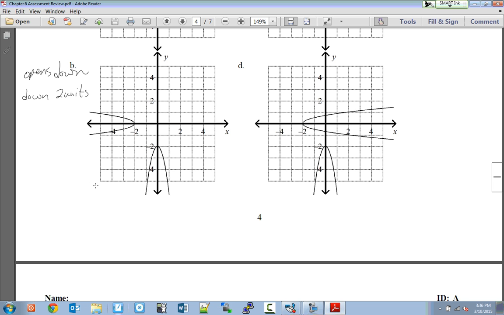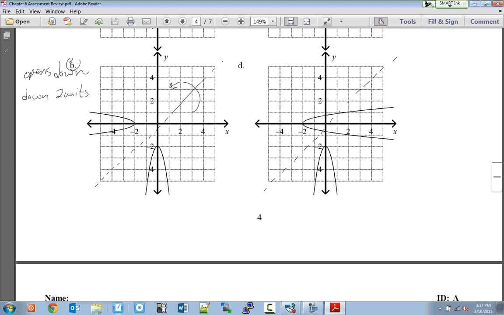Now, all we have to do is figure out which one of these graphs reflects over the line y equals x. So if we were to physically take this and fold it over the line y equals x, would these two match up, or would these two match up? Think about it for a second. If you were to physically take this and fold it over this line, which ones would match up?